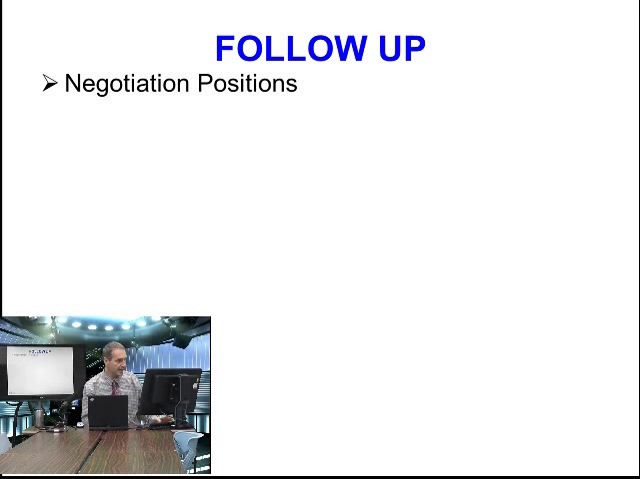I know that all sounds a little bit sneaky, a little bit harsh, but these are tactics that are used in negotiation. Again, the key point to remember is you want to get the other side's secret information any way you can. So now I want to look at some negotiation positions. We talked about this earlier in another unit, when we talked about how you begin the first offer, how you do a follow-up offer.